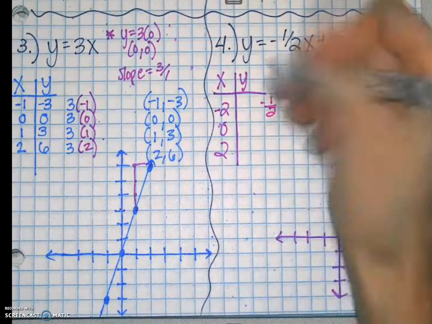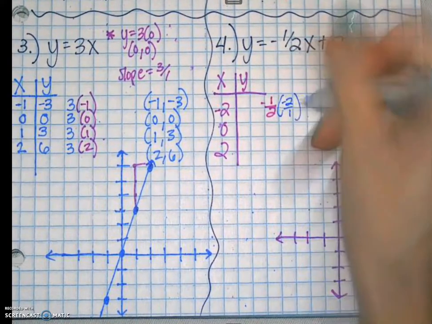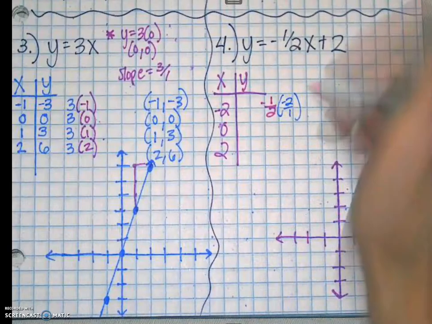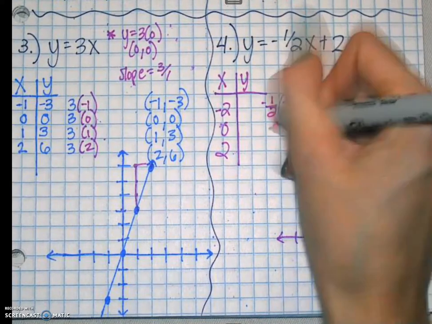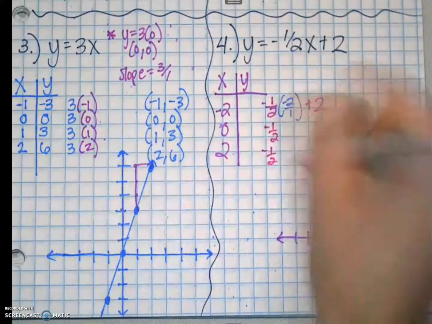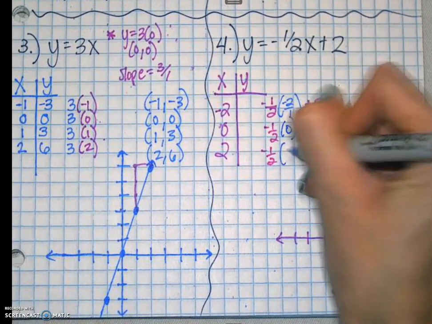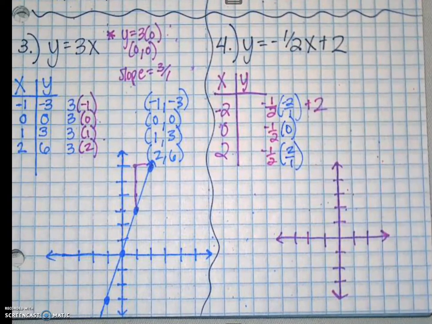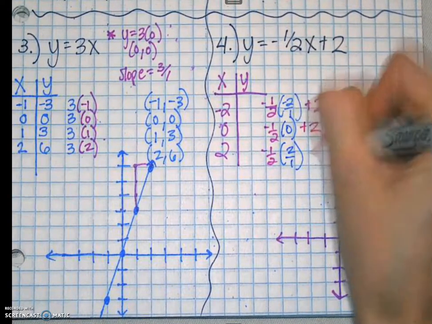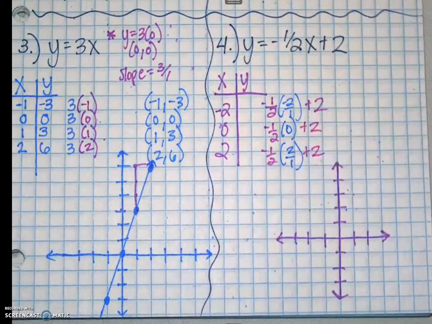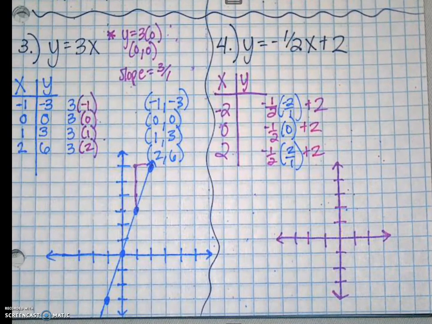So I'm going to take -1/2 times -2 over 1, because all numbers go over 1, plus 2. And I'm going to do that for each of these. So I'm going to plug in whatever my x value is. My whole numbers can go over 1 to make it easier. And then I'm going to finish writing my problem. Okay? So now I'm going to solve these.